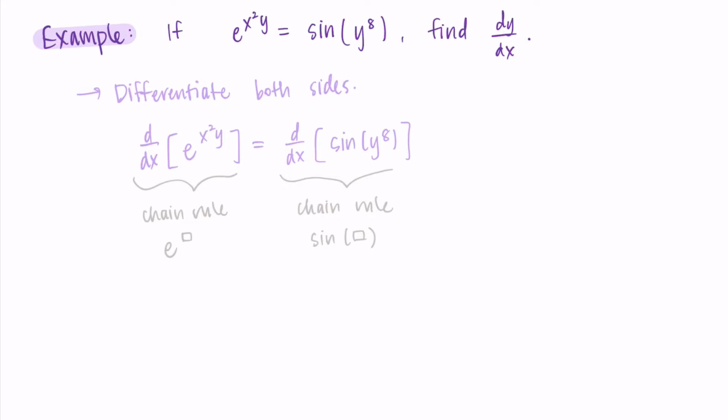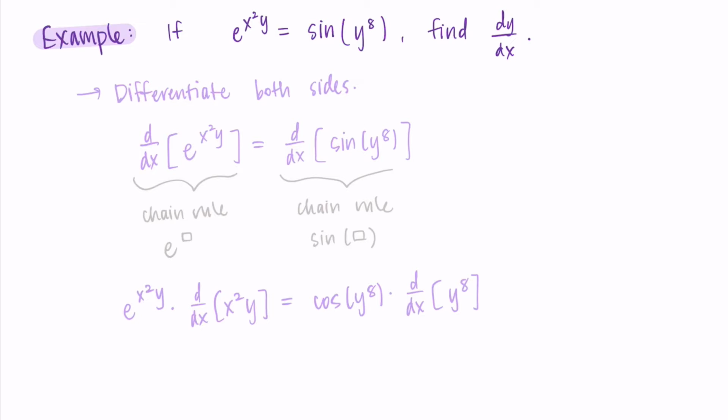which is just going to make us do a couple more steps. For the left-hand side, I'm doing the derivative of e to the something. That is itself, e to the x squared y, but then I multiply by the derivative of the inside, the derivative of x squared times y. Then on the right-hand side, I'm taking the derivative of sine, that's cosine. I leave the inside alone, so the y to the eighth is still there. Then I multiply by the derivative of the inside function, the derivative of y to the eighth.